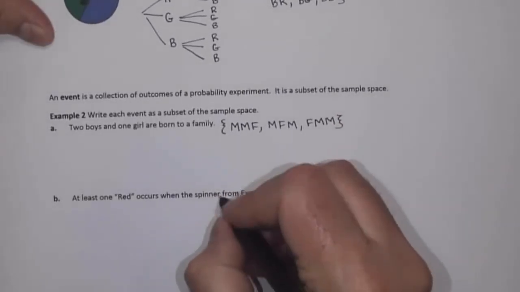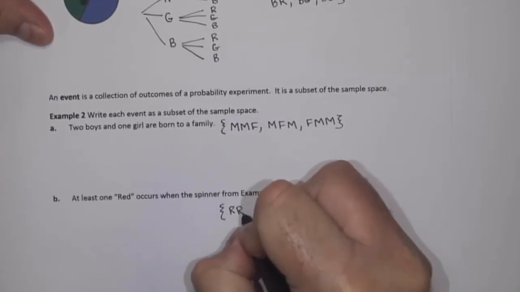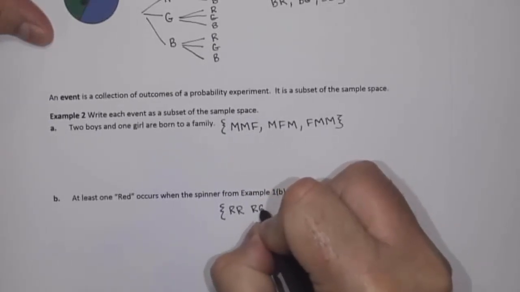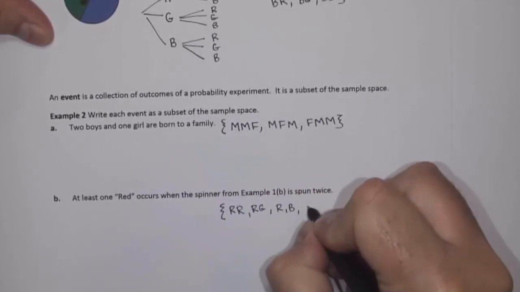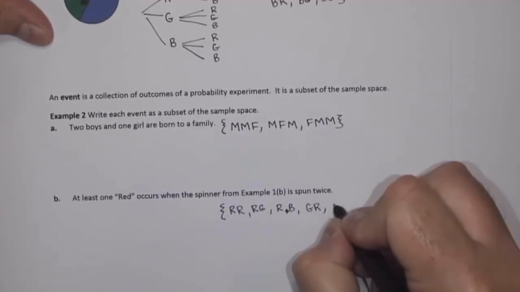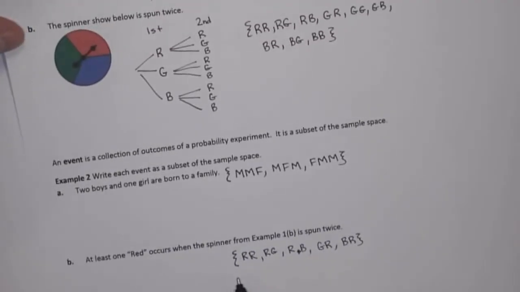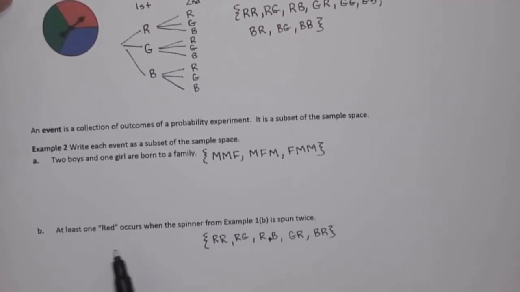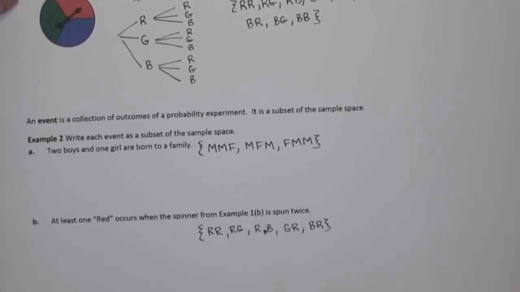So let's write those down. So this event consists of red, red, red, green, red, blue, green, red, and blue, red. So these 5 outcomes make up this event of having at least 1 red when the spinner is spun twice.